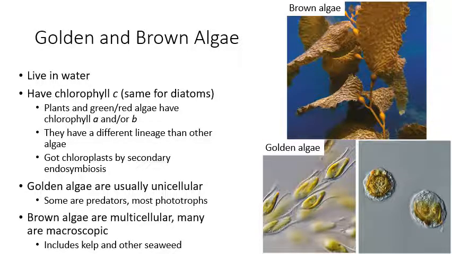Next we have the golden and brown algae, which are protists even though they're called algae, but you could also think of them as algae because they're phototrophs that have chloroplasts, which they got from secondary endosymbiosis. They all live in water, usually the ocean, and they have a special pigment, chlorophyll C. It's the same pigment that the diatoms have. Your plants and your red or green algae, which are the true algae, have chlorophyll A or chlorophyll B, or both, but they don't have chlorophyll C.